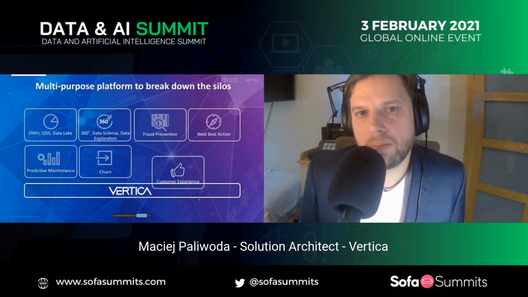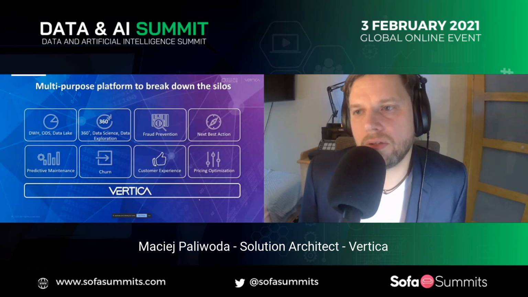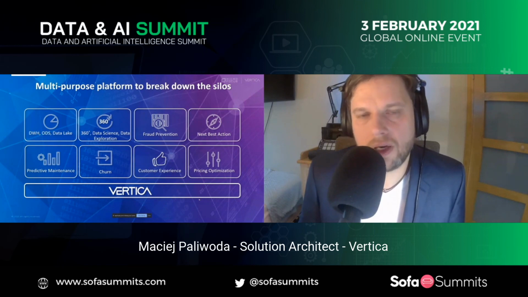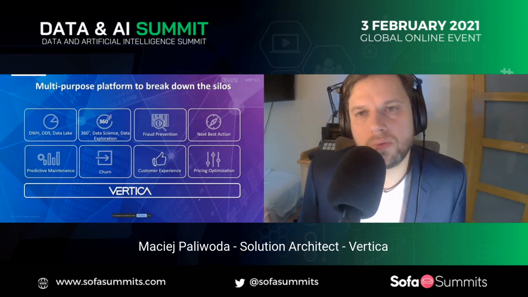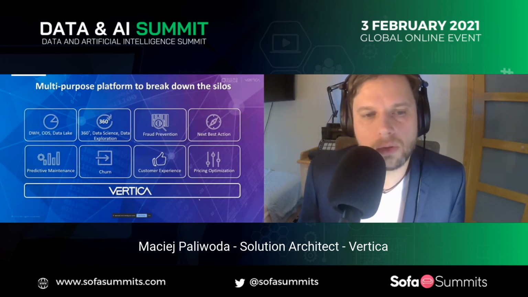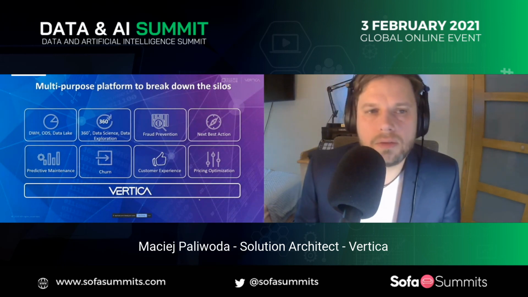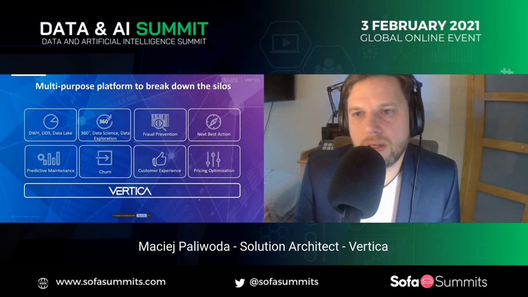And at the end, in the last slide, I just want to mention that Vertica is not only a solution for pricing optimization, but a multi-purpose platform. You can use Vertica as a typical data warehouse or a 360 customer view. But we are also proud of a couple of deployments where Vertica is used for fraud prevention or next best actions, such as what product they should buy, the next best purchase, for example in gaming. Some customers are also using Vertica for predictive maintenance or customer experience.